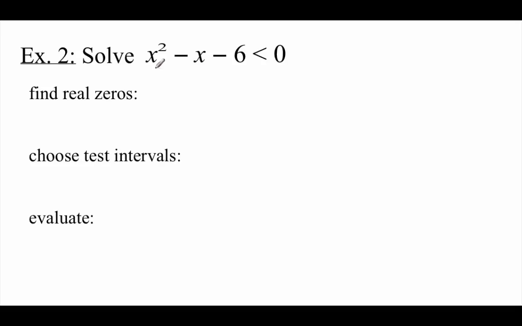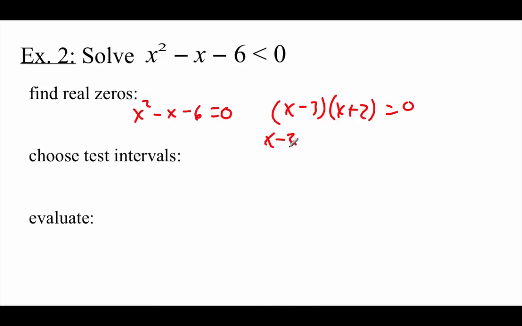Running through this example, we're looking at x squared minus x minus 6 is less than 0. Just like I did on the last example, I'm going to start by setting this expression equal to 0 so that we can go through and find the zeros. I think we can factor this one again. X minus 3 and x plus 2 equals 0. Solving each one of those, x minus 3 equals 0 means that x equals 3. X plus 2 equals 0 means that x equals -2.